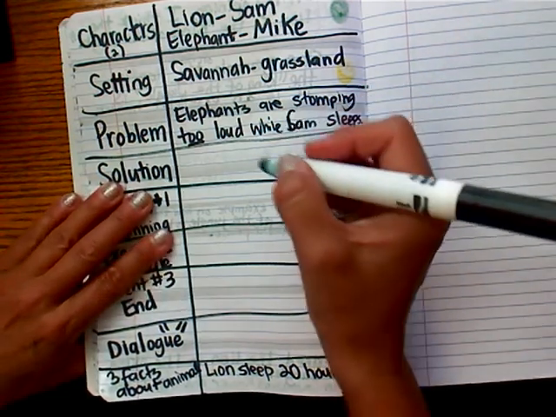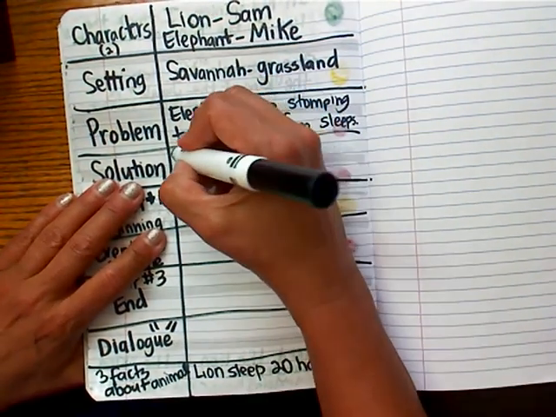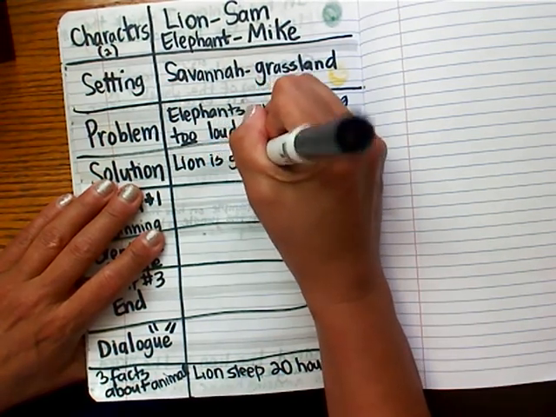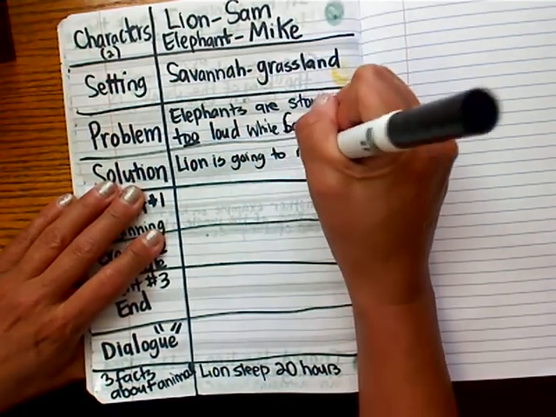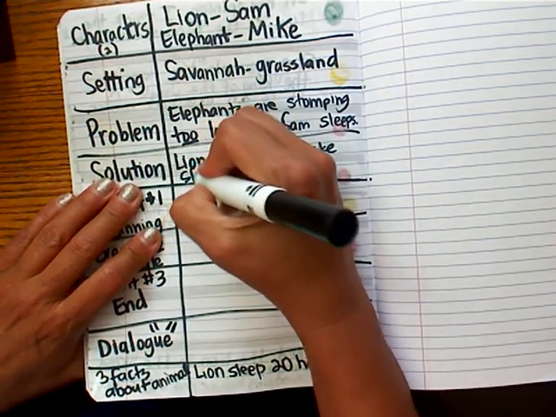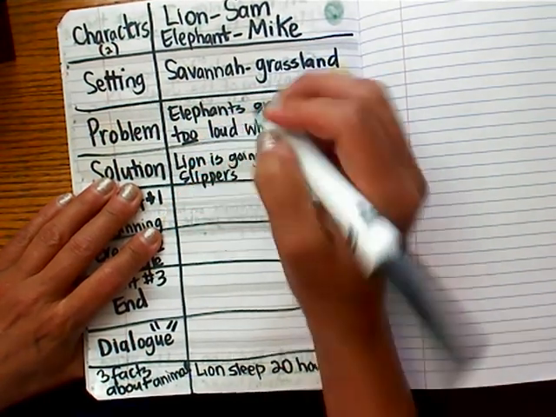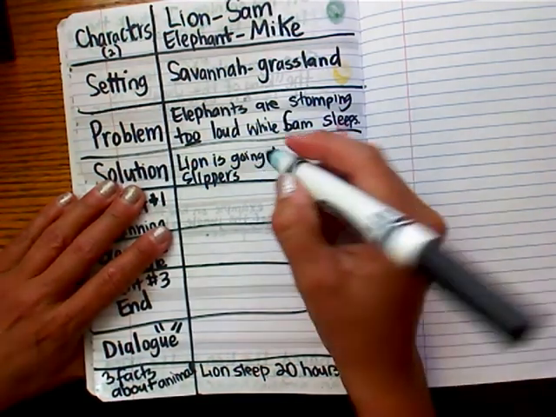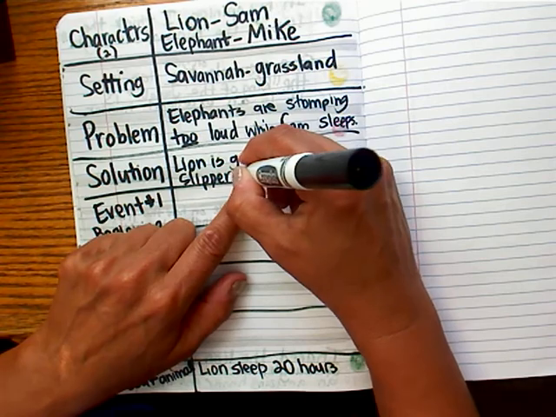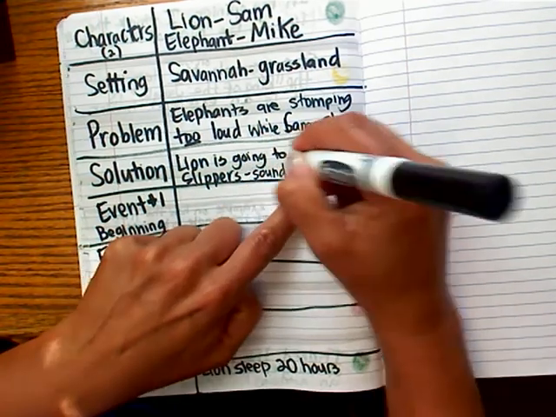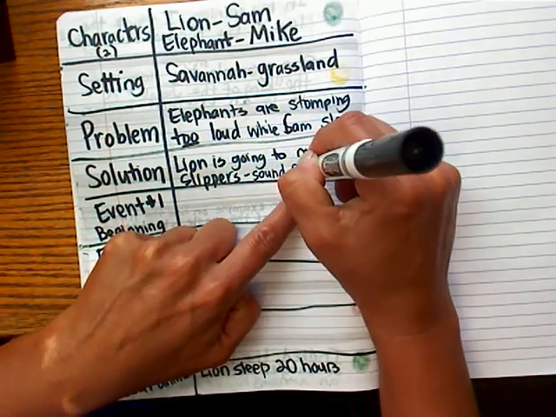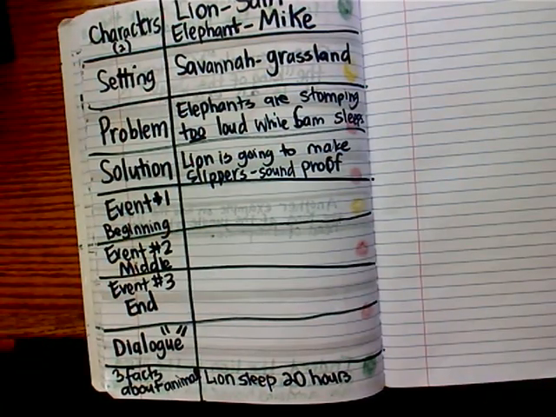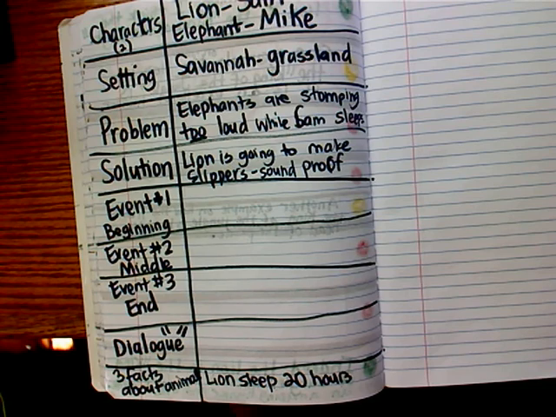And the solution is, this is going to be so crazy, but the lion is going to make slippers for all the elephants so that maybe they will sound silent as they stomp. Make slippers, and they're going to be sound-proof slippers. Why not? Guess what? It's my story, and so that's the best part about when you write a narrative. You can be silly and awesome and fun. Okay, so that's what I'm going to do.